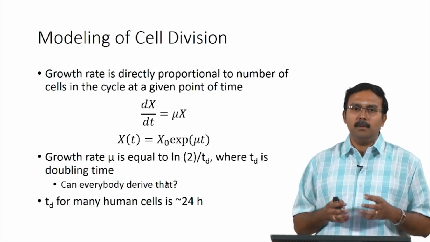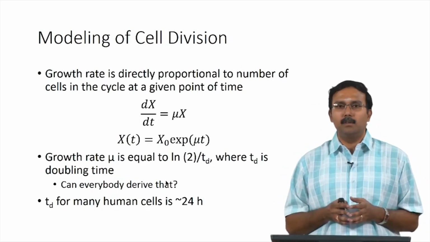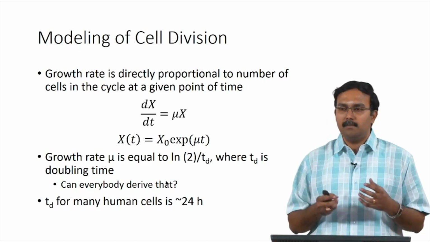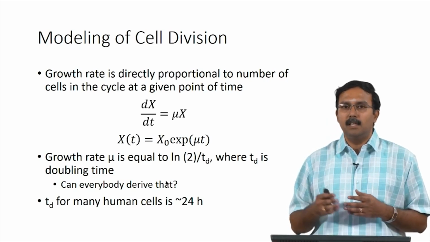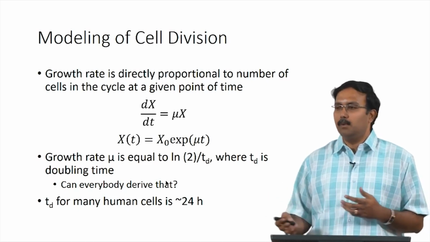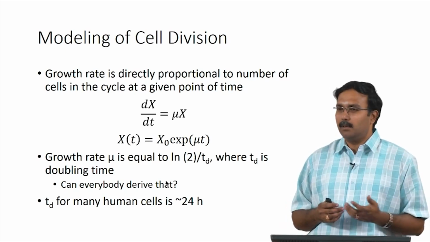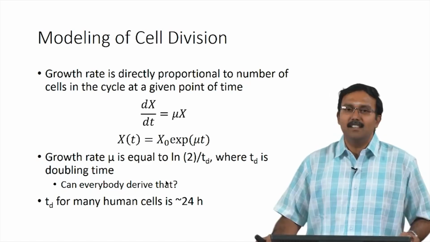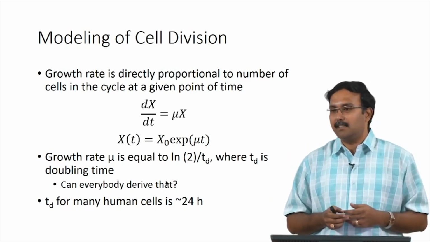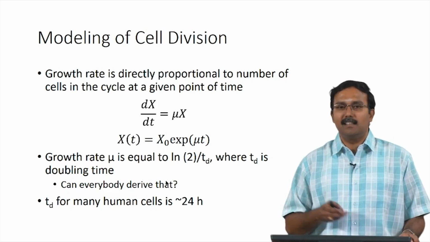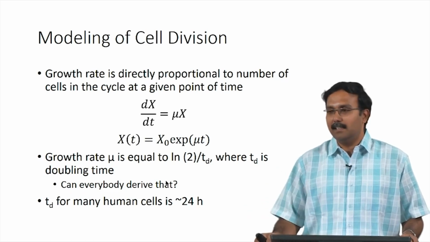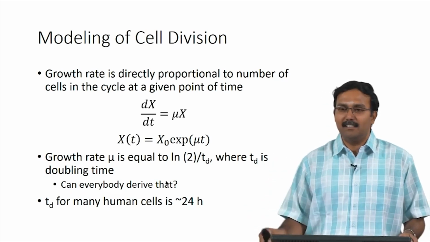Okay. So, when you talk about cell division, this again comes back to simple growth rate and growth kinetics. So, cell division can be modeled, and growth rate is basically directly proportional to the number of cells present in the cycle at a given point of time. So, you have dx/dt equals mu x, where mu is the specific growth rate and dx/dt is the growth rate. Okay. So, dx/dt equals mu x, and this can be solved to get x equals x naught e power mu t, and growth rate mu would be equal to ln 2 by td, where td is the doubling time. So, I hope everybody can derive that, you should have done it.